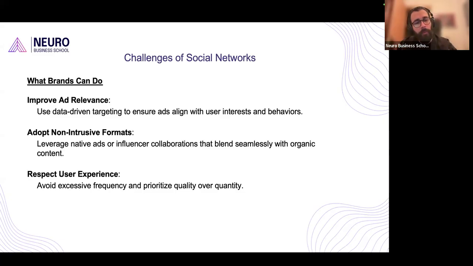Adopt non-intrusive formats. What does it mean? Well, leverage native ads or influencer collaborations that blend seamlessly with organic content.